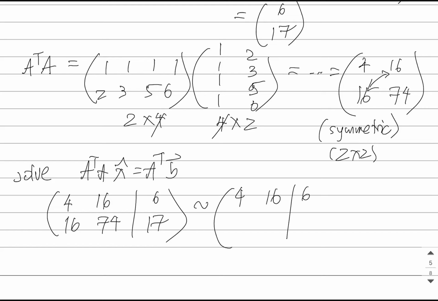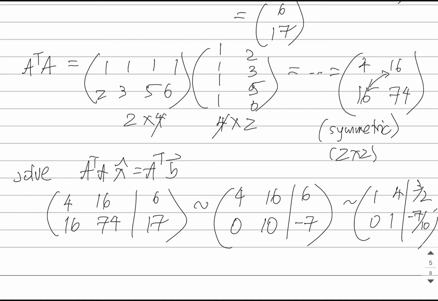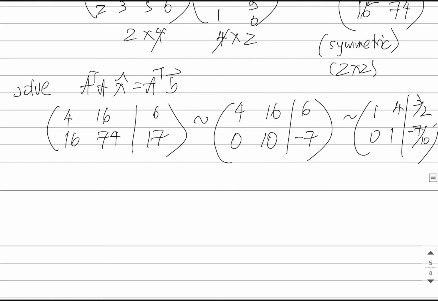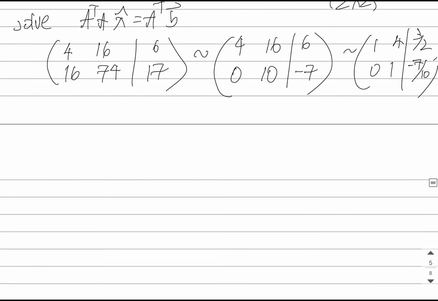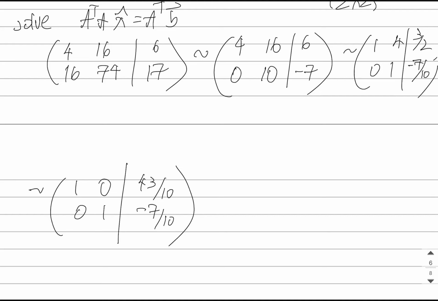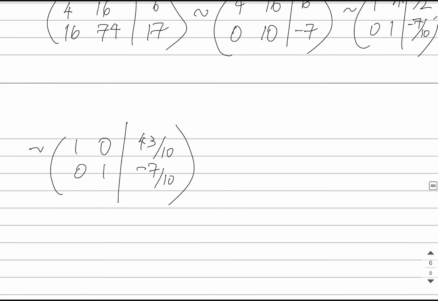I can do another row reduction here. Now, in general, when you do this kind of thing, you shouldn't expect, air quotes, nice numbers. Everything's going to work out to give you whatever it gives. And in this particular case, these are the two values I'm going to end up with: 43 over 10 and -7 over 10.